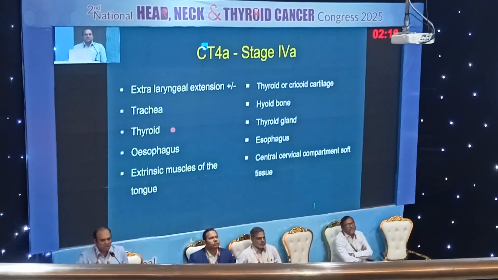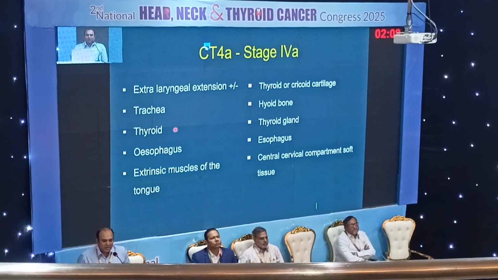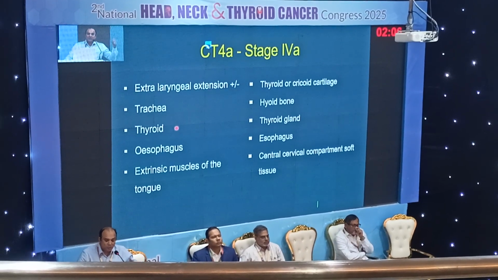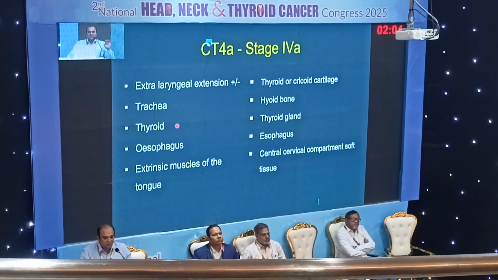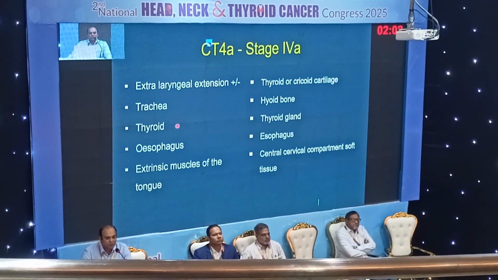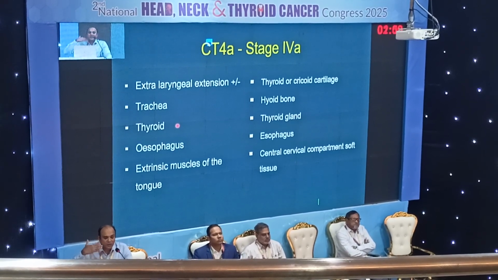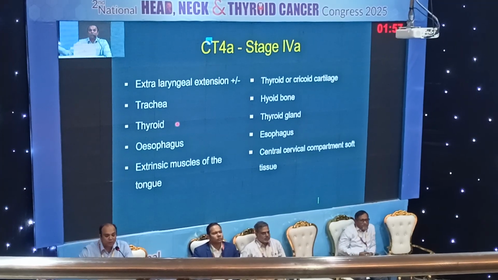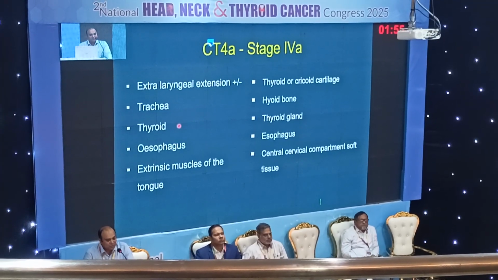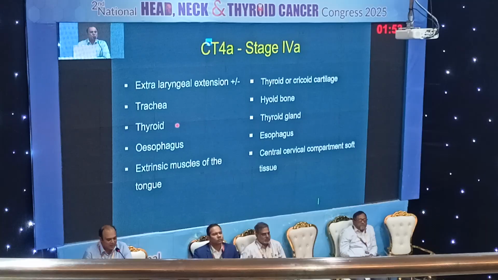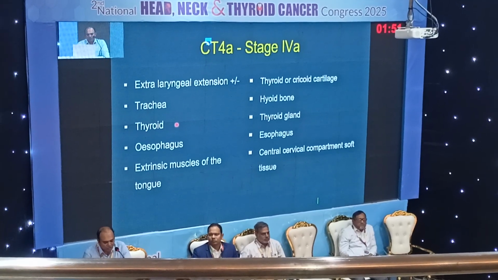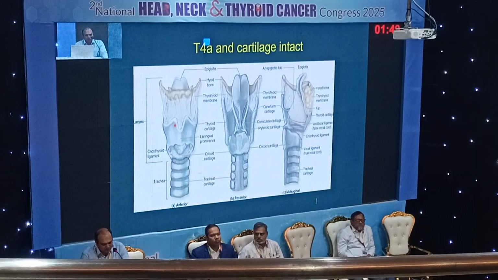But if the patient has tracheal infiltration, that's also T4A. Extension into the extrinsic muscles of the tongue, that's also T4A. If the patient has thyroid gland involvement, that's also T4A. And if the patient has extralaryngeal spread through the thyroid membrane or cricothyroid membrane, that's also T4A disease. So all of these may be treated with chemoradiation, but always rule out that there is functional loss.